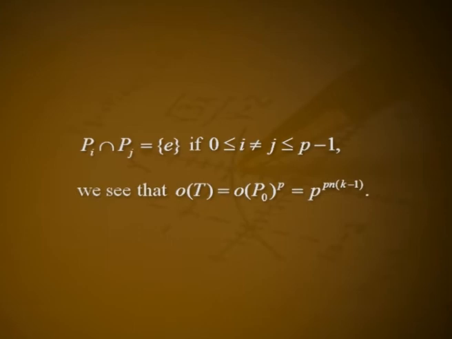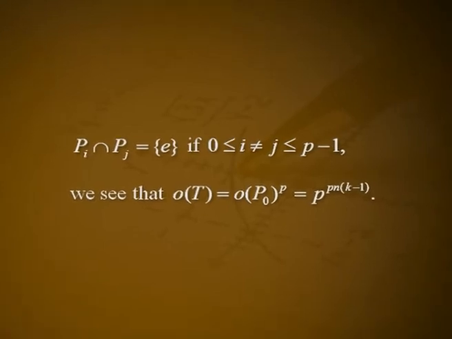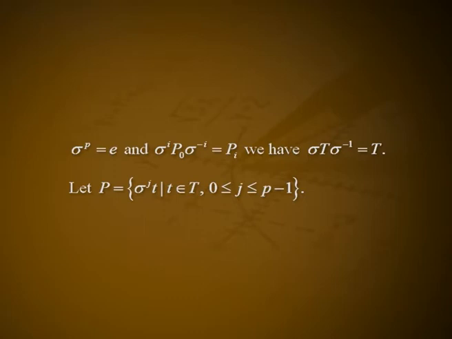Since P_i intersection P_j is equal to the trivial group, if 0 is less than or equal to i not equal to j less than or equal to p-1, we see that the order of T is equal to the order of P naught raised to p, that is equal to p^(p·n(k-1)). Still, T is not the p-Sylow subgroup we seek. Since sigma^p is equal to E and sigma^i P naught sigma^(-i) is equal to P_i, we have sigma T sigma inverse is equal to T.